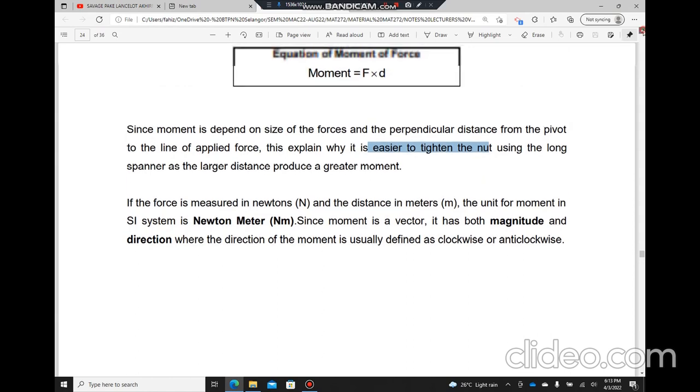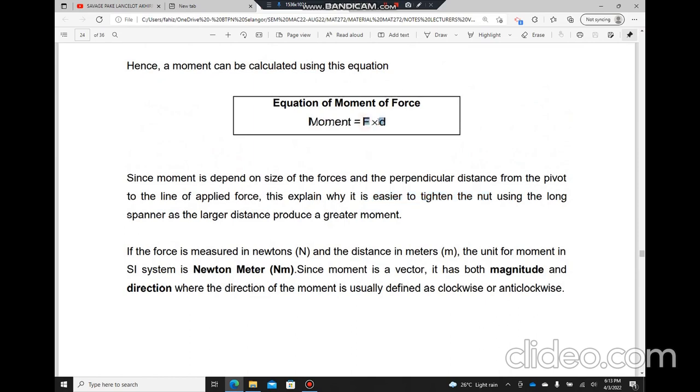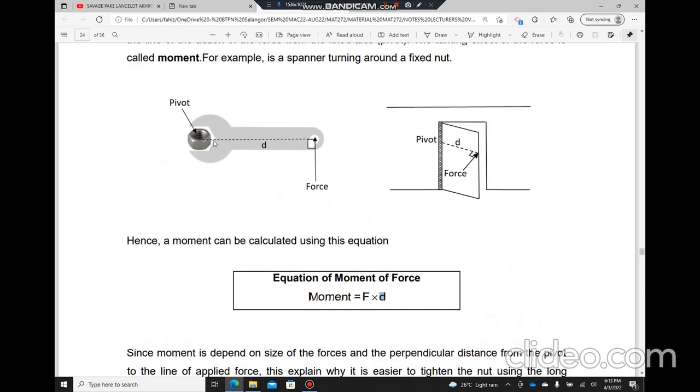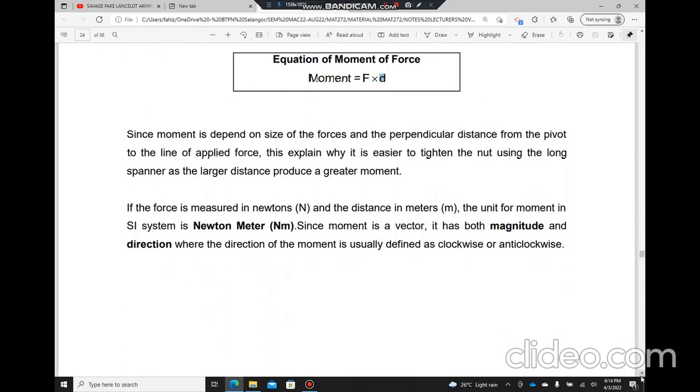Sebab formula dia adalah M equals to FD. So kalau tengok kat sini based on formula pun kita tahu kalau D ni besar, maksudnya distance tu besar, so moment ni akan bertambah juga. Moment akan bertambah. So kat sinilah contohnya kalau D kita panjang, dia lebih senang kalau kita gunakan contohnya dalam kes ni spanner, so kalau spanner awak lebih panjang, so D kita lebih panjang, distance lebih panjang, so moment lebih besar.